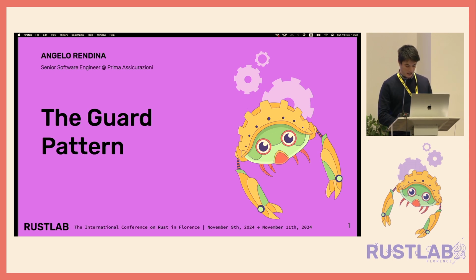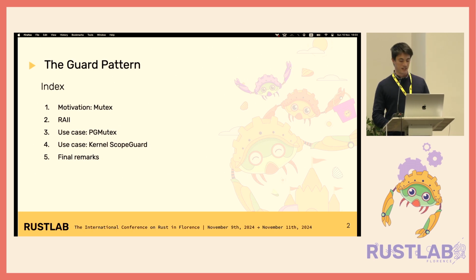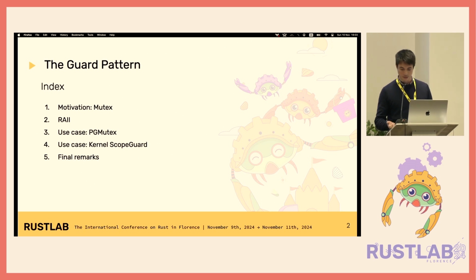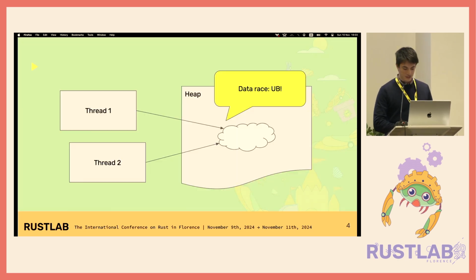So I'll start with a motivation, which is basically the mutex, and then give some real use cases, and then some more remarks about it. So when it's applicable and when you should be careful about it. I'll start with the mutex, which is a motivation.